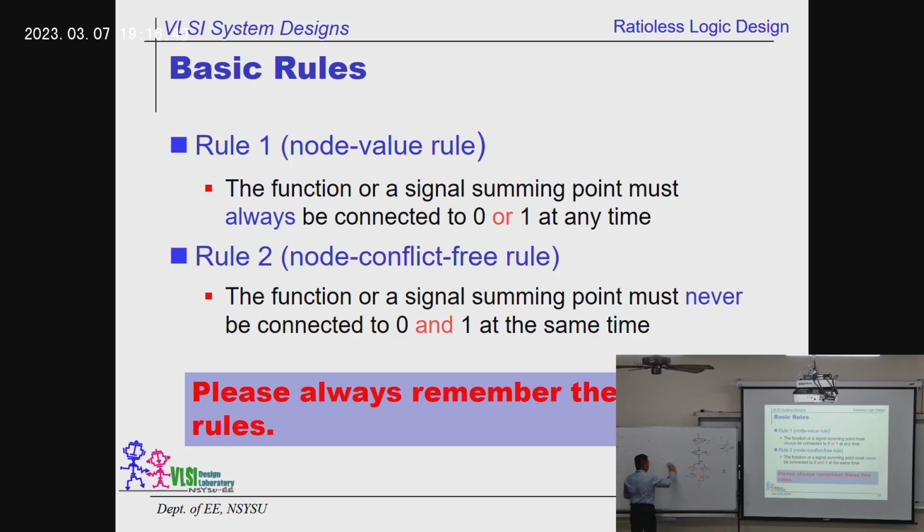If you violate these 2 rules, I'll give you an example. If you follow these rules, basically all the examples I already showed you follow them. They are considered ratio-less designs. So if a circuit or a design using transistors doesn't follow these rules, then you're in trouble. I'll give you an example why.